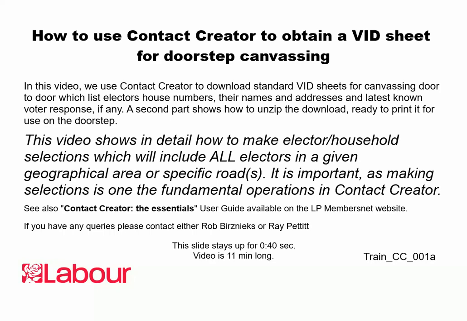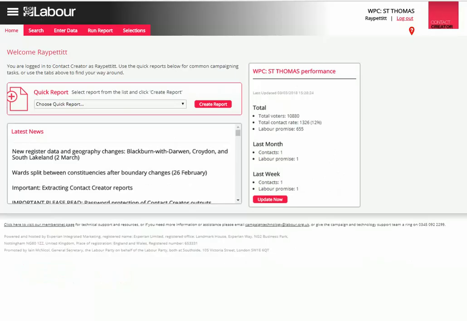The video shows in detail how to make elector household selections which will include all electors in a given geographical area or specific road. It's very important as making selections is one of the fundamental operations in Contract Creator. Later videos are planned to show how to obtain a VID with electors chosen by other target attributes, for example their previous stated voting responses, and also a video to show how you can generate VIDs for use with the Doorstep app.